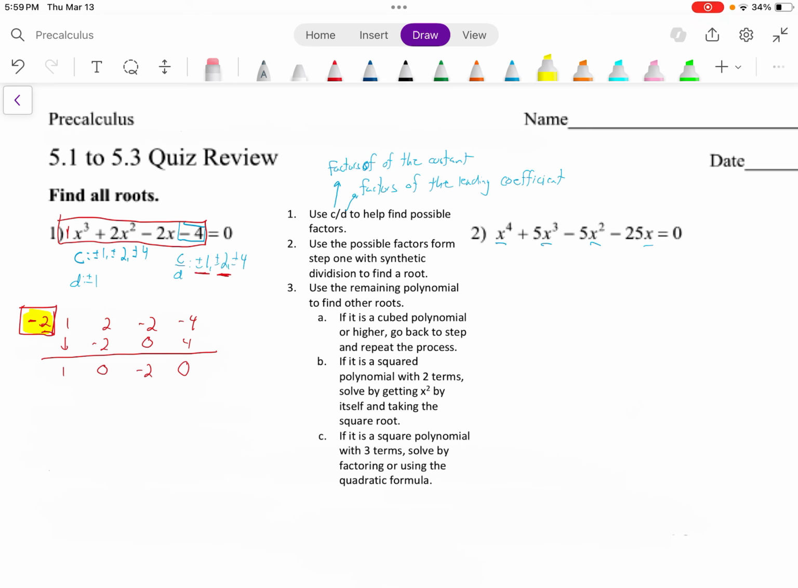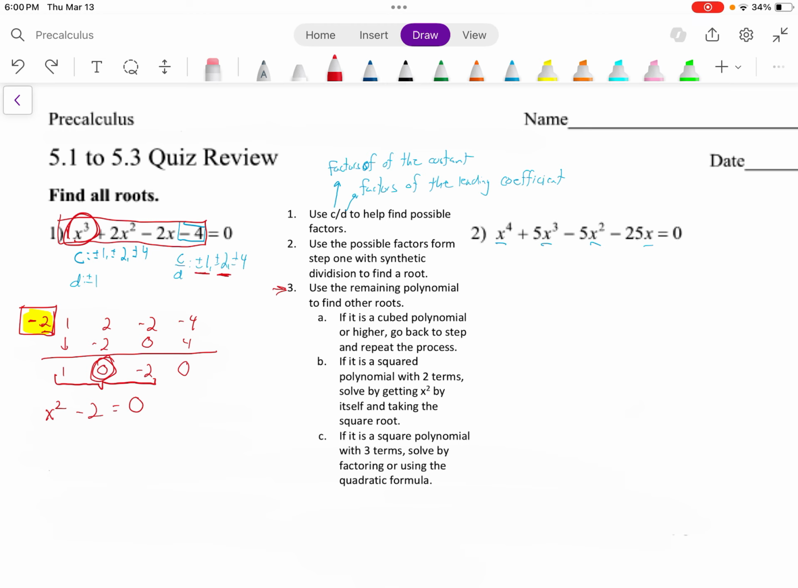Now, our remaining polynomial, we divided an x cubed by an x. So this remaining polynomial here, our remainder was 0, so this is 1x squared. There's no x's, so 1x squared minus 2. We set that equal to 0. And in this case, so we're now down to step 3, use the remaining polynomial to find other roots. If it's a cubed polynomial or higher, it's not. Our remaining one is a squared.